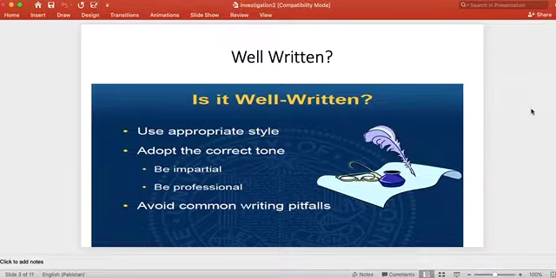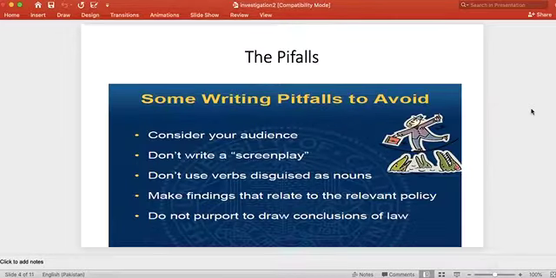The writer should write the report, and should not try to meddle with it. In the same way, the problems which can occur should be avoided altogether. These problems will be discussed later on. But so far, the writer has to be very good in his style, and impartial and professional. Only then can the report be called a good report. These are the pitfalls, as was talked about in the last slide. Avoid the pitfalls. The pitfalls are here.